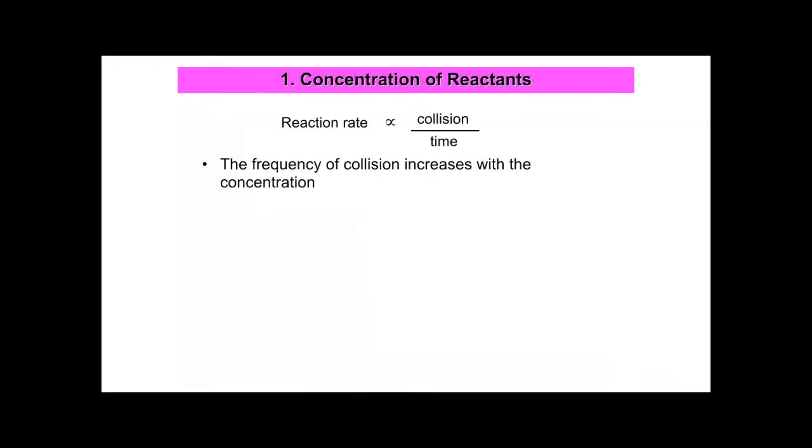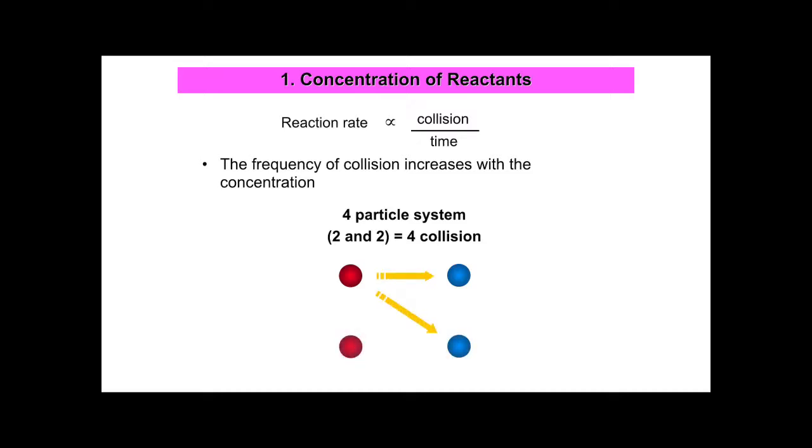The first factor is concentration of reactants. Reaction rate is directly proportional to collision over time, which means the frequency of collision increases with the concentration. Consider a 4-particle system where there is 2 moles of reactant A and 2 moles of reactant B. These two reactants will collide with each other and produce 4 collisions.